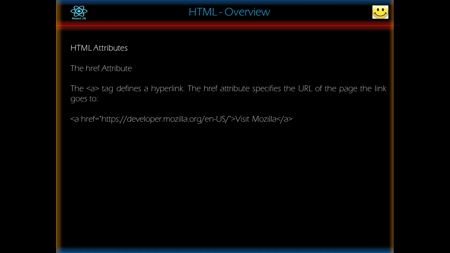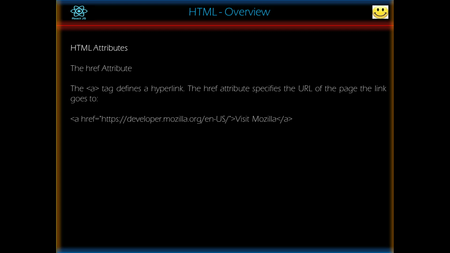So here we are learning about href attribute. So this href attribute belongs to a tag called A, that is anchor tag. The A tag defines a hyperlink. The href attribute specifies the URL of the page the link goes to. So here the syntax A, that is the anchor, followed by href. The href is the attribute for anchor tag, and this A is the starting tag, right?